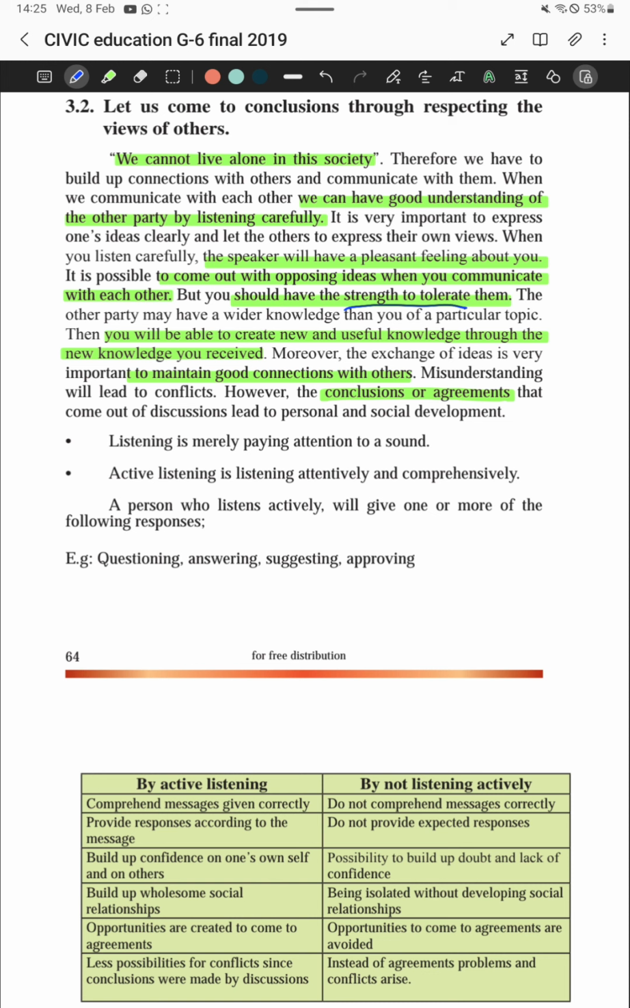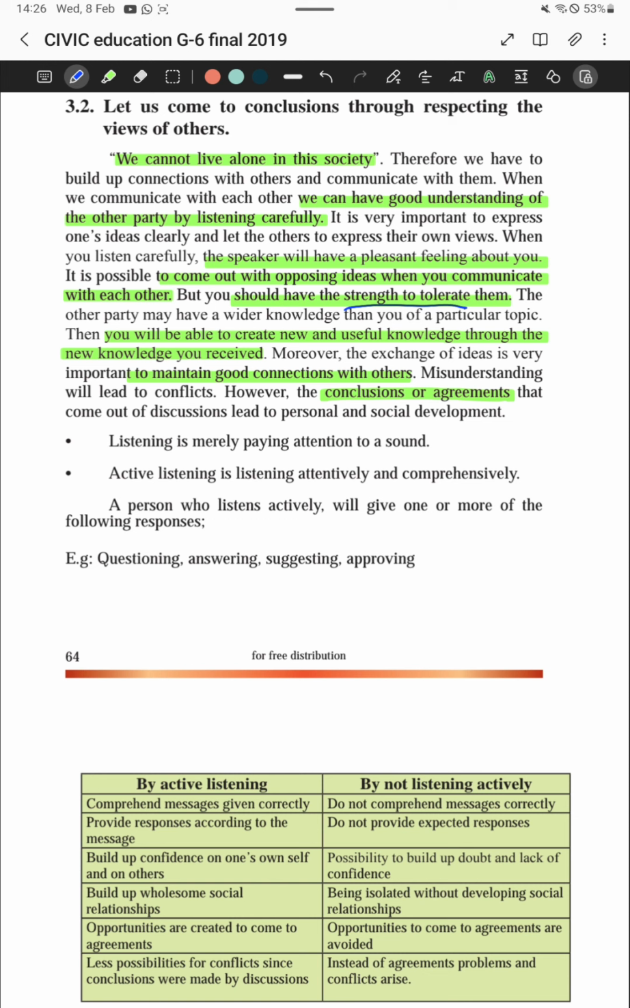And also, to have a good connection with people, you must follow listening practices, listening to others' views. The conclusions and agreements are the outcomes of your listening and your conversation. When you are listening to a person and answering that person, at the end of the discussion you must have a positive end to your conversation.